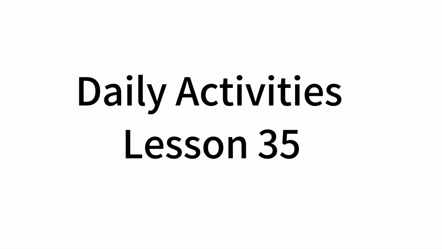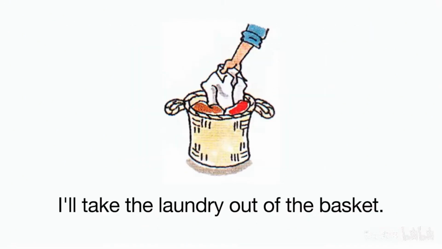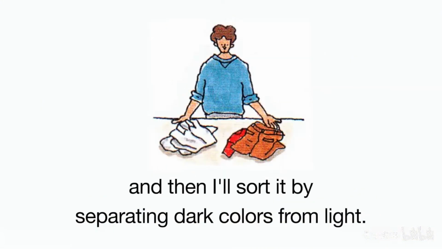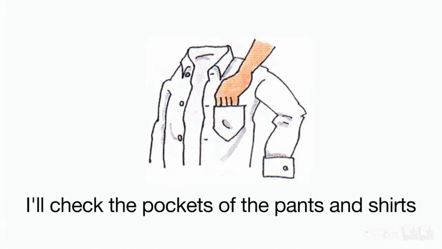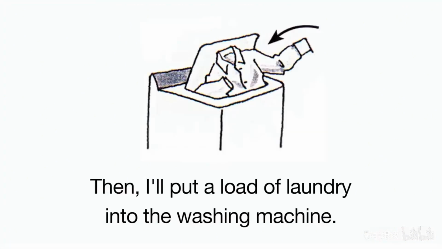Daily activities. Lesson 35. Later today, I'm going to do my laundry. I'll carry the laundry basket to the laundry room. I'll take the laundry out of the basket, and then I'll sort it by separating dark colors from light. I'll check the pockets of the pants and shirts and take out anything I find in them. Then I'll put a load of laundry into the washing machine.